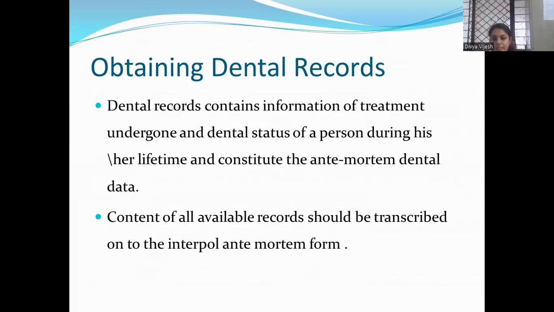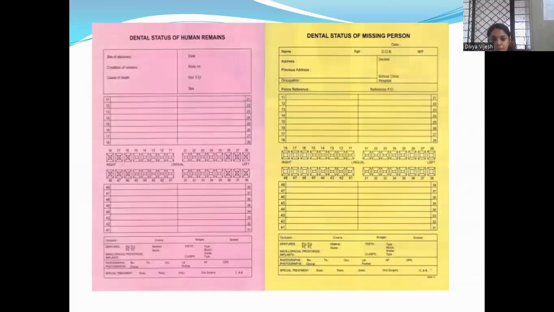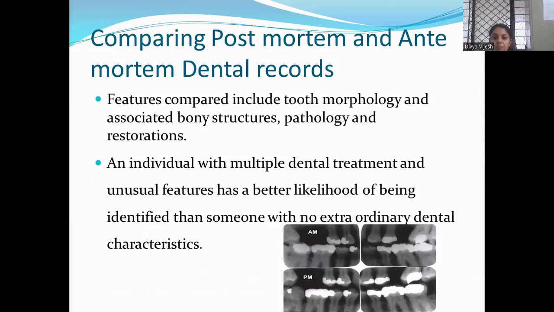Then obtaining the dental records. Dental records contain information of treatment undergone, any crown, implant, or something like that, and dental status of a person during his or her lifetime, and constitute the ante-mortem dental data. Content of all available records should be transcribed onto the Interpol ante-mortem form. So this is the form.